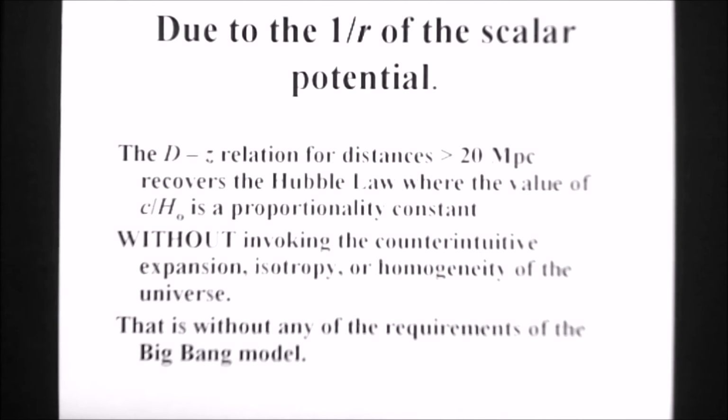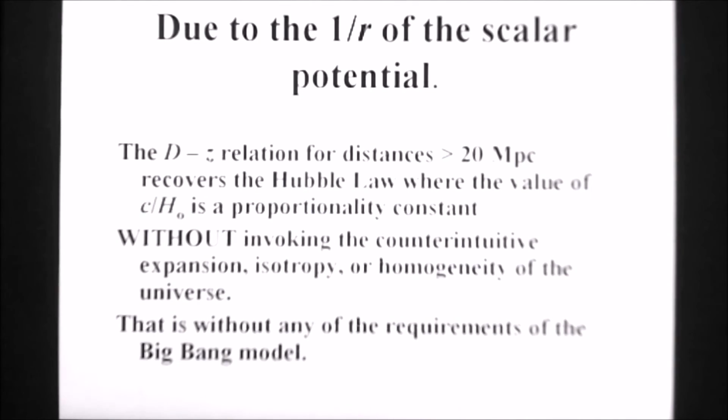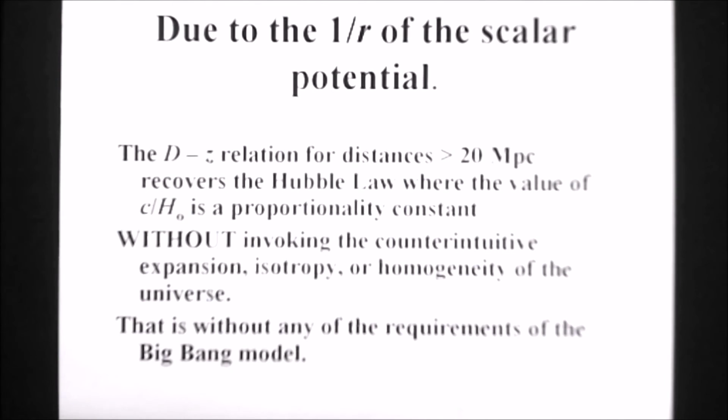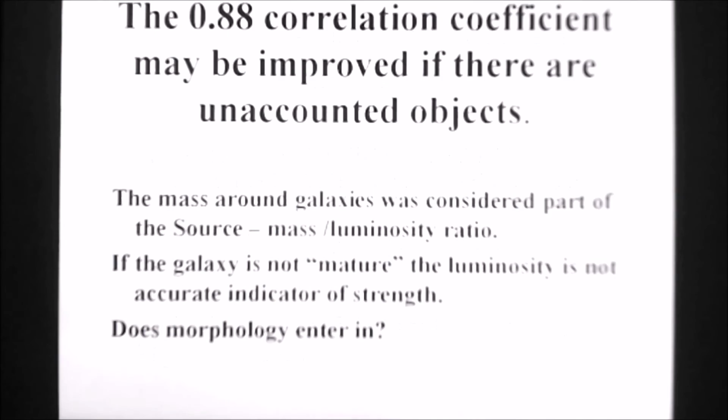Due to the 1 over r of the scalar potential, the dz relation for distances greater than 20 megaparsecs recovers the Hubble law, where the value of c over H0 is a proportionality constant, without invoking the counterintuitive expansion, isotropy, or homogeneity of the universe. That is, without any requirements of the Big Bang model.